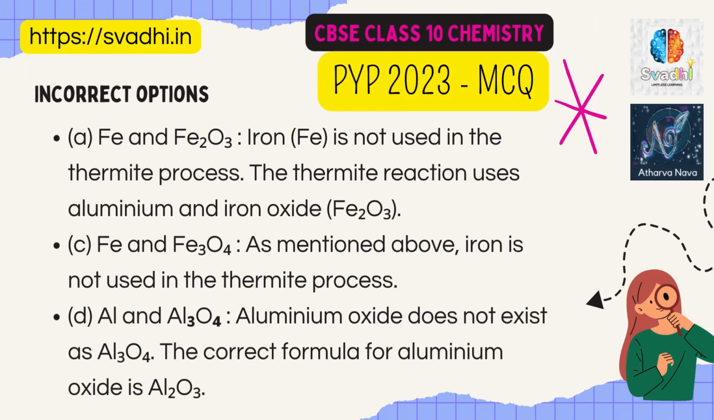A. Fe and Fe2O3. Iron, Fe, is not used in the thermite process. The thermite reaction uses aluminium and iron oxide, Fe2O3. C. Fe and Fe3O4. As mentioned above, iron is not used in the thermite process. D. Al and Al3O4. Aluminium oxide does not exist as Al3O4. The correct formula for aluminium oxide is Al2O3.